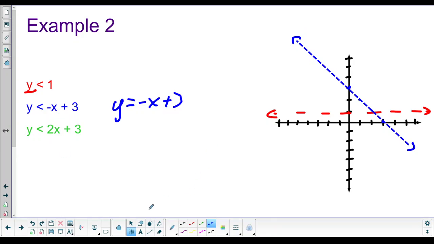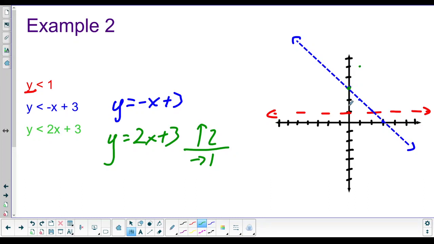All right. Now our last one, we have y, pretend it's an equals, 2x plus 3. Okay, so our y-intercept is 3 again, so it's going to go through that point. And this time our slope is 2. So we're going to go up 2 over 1. All right, rise over run. So 1, 2 over 1.